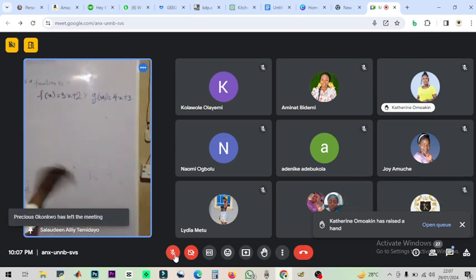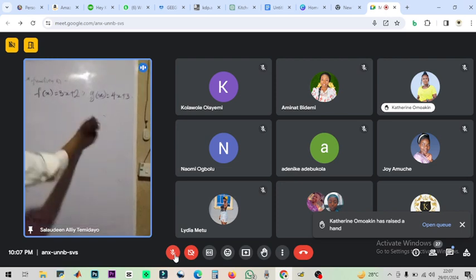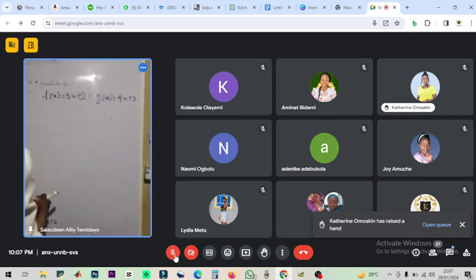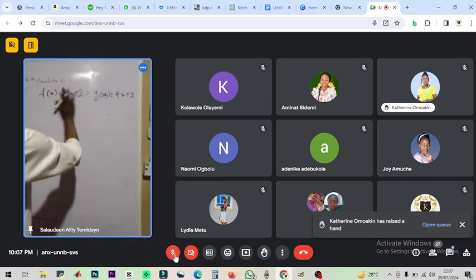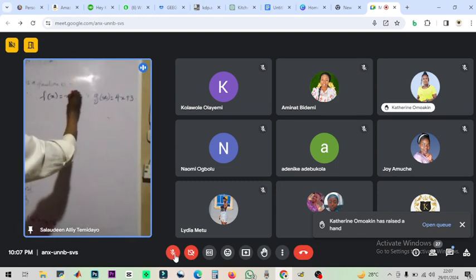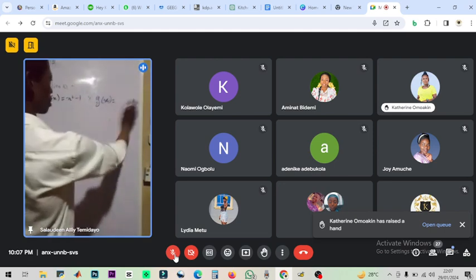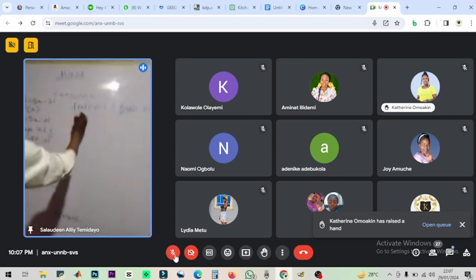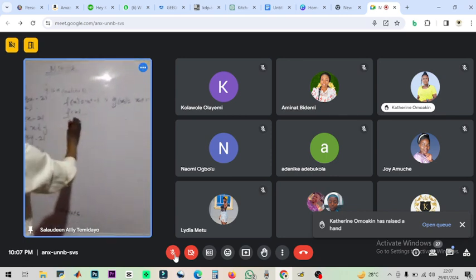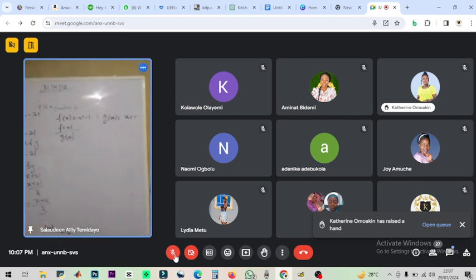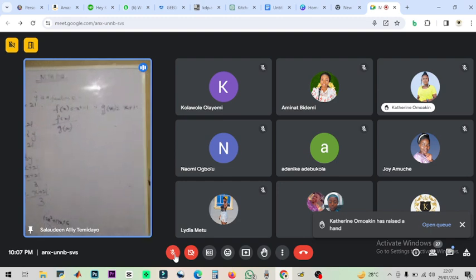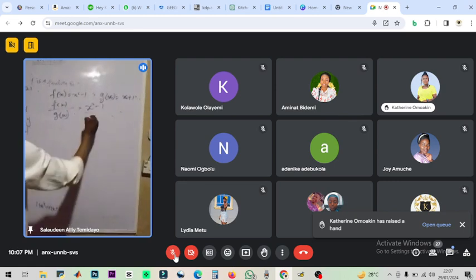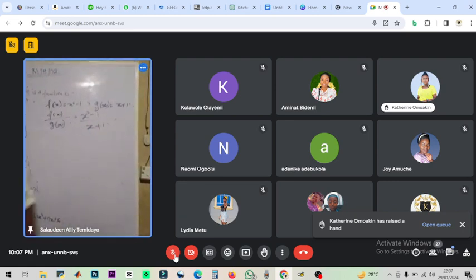Let's say f of x is x squared minus 1. G of x is x plus 1. So now find f of x over g of x. We call this the quotient. F of x over g of x equals x squared minus 1 over x plus 1.